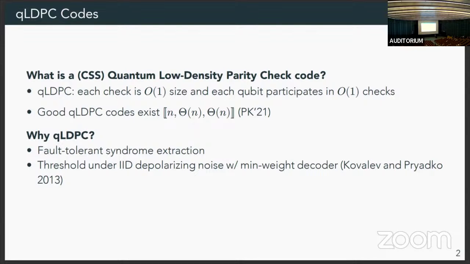And then furthermore, the QLDPC property gives us automatically a threshold under depolarizing noise. This is work by Kovalev and Pryadko, and then later used by Gottesman in a work I'll talk about soon.